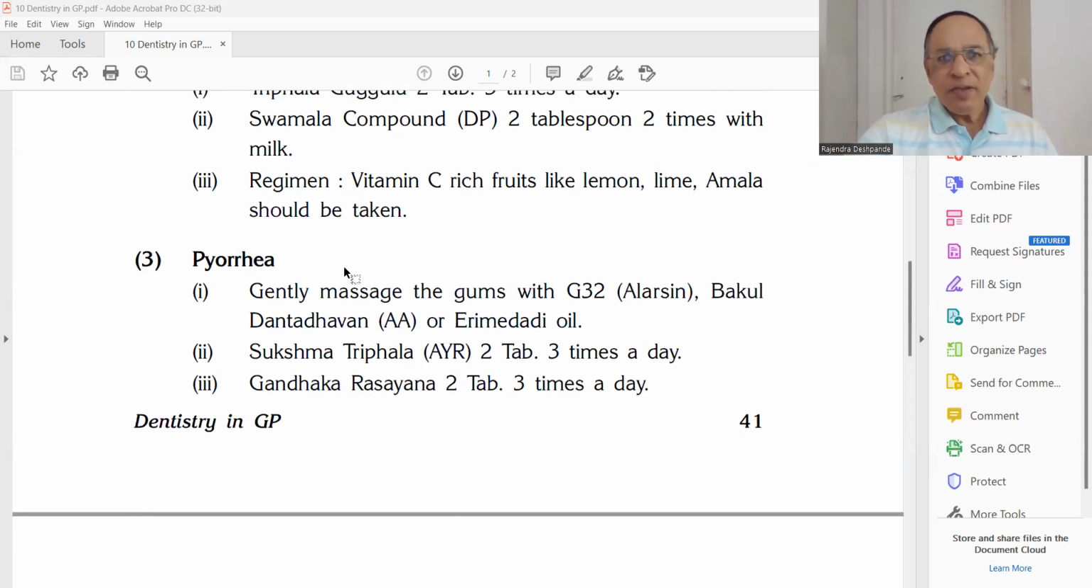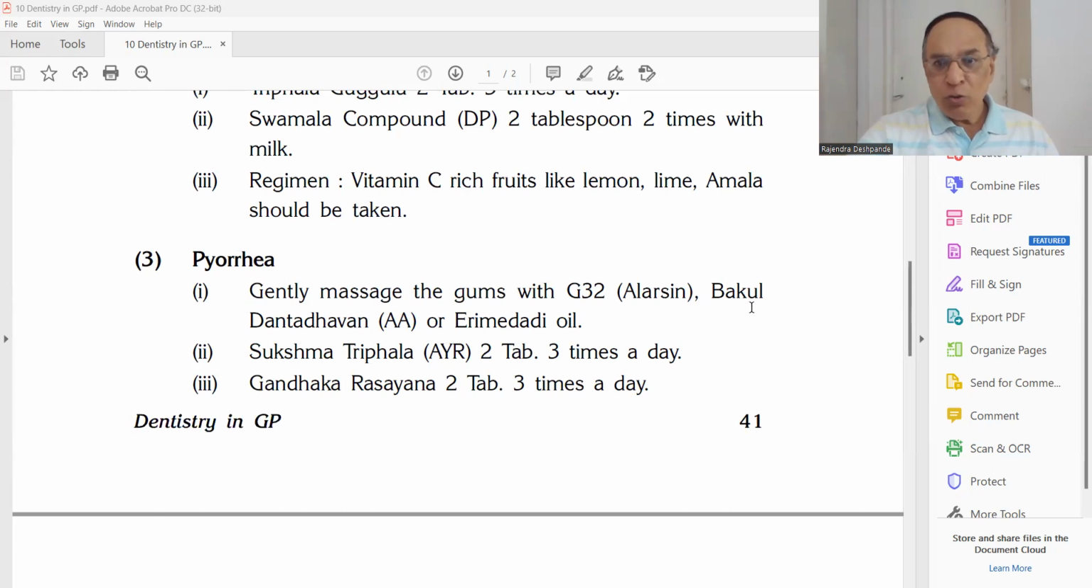Next is pyorrhea. Gently massage the gums with G32. These are breakable tablets from Allercine company. G32 is the name of the breakable tablet. You can make a powder of it. It is a very brittle, fragile tablet. Then you have to apply that G32 powder on your gums to remove the infection.